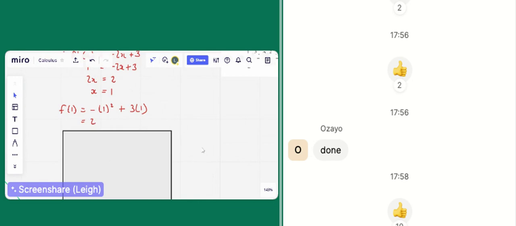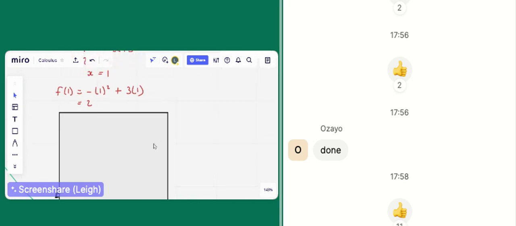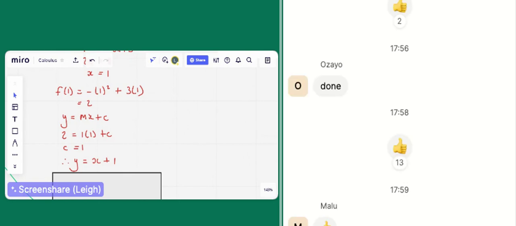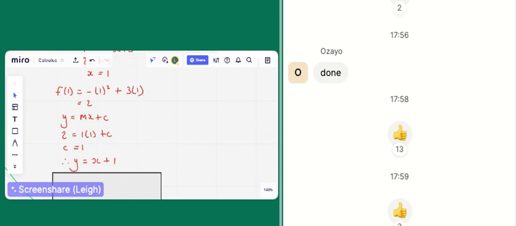All right, so I'm hoping you guys got the same answers as me. I see the thumbs ups are going up. Brilliant. And then subbing into y equals mx plus c, we then end up with the line y equals x plus 1. Look at all those thumbs ups. That's brilliant. Well done. Oh, I'm so happy. Well done. Great. Fantastic. Good work, everybody. Really, really nice.